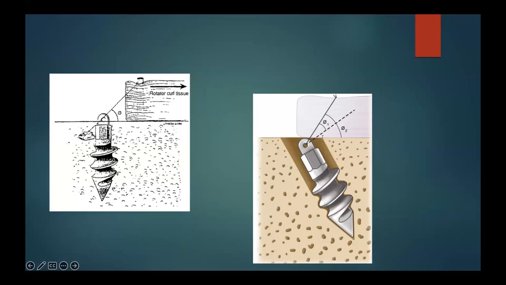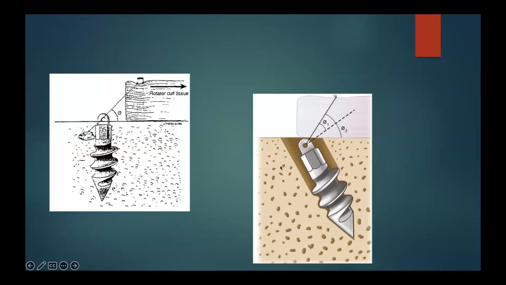In the second image, theta 1 is the pullout angle for the anchor, that is, the angle the suture makes with the perpendicular to the anchor, and theta 2 is the tension reduction angle, that is, the angle that the suture makes with the direction of the pull of the rotator cuff. Ideally, both should be less than or equal to 45 degrees. Thus, theta 1 is the pullout angle of the anchor. Intuitively, the more acute the theta 1 angle, the more difficult it will be to pull out the anchor.